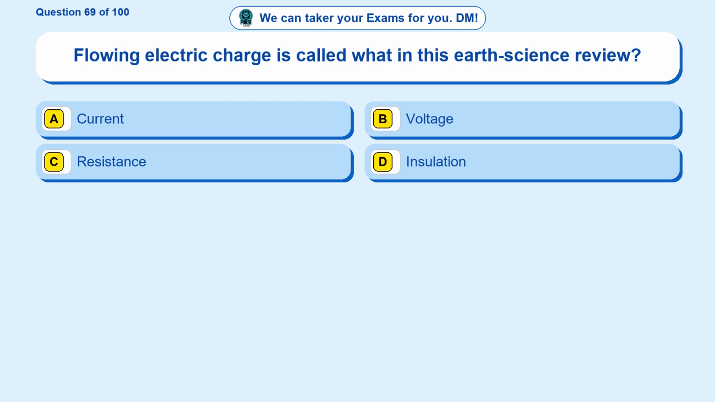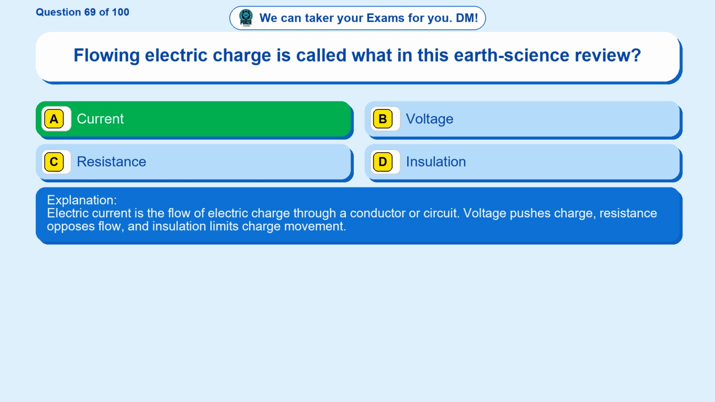Question 69. Flowing electric charge is called what in this Earth Science Review? Option A, current. Option B, voltage. Option C, resistance. Option D, insulation. The correct answer is option A. Current. Electric current is the flow of electric charge through a conductor or circuit. Voltage pushes charge, resistance opposes flow, and insulation limits charge movement.